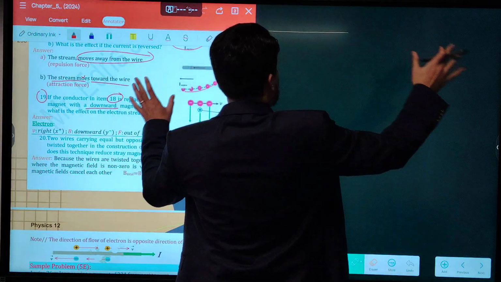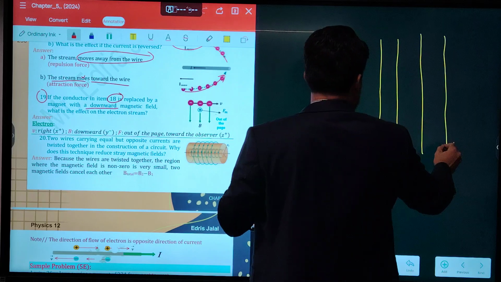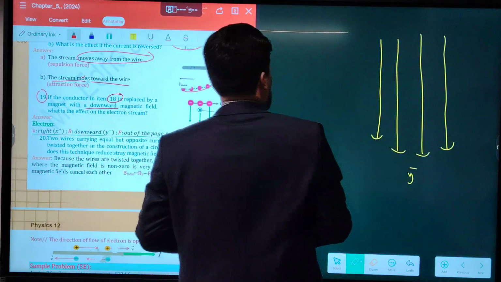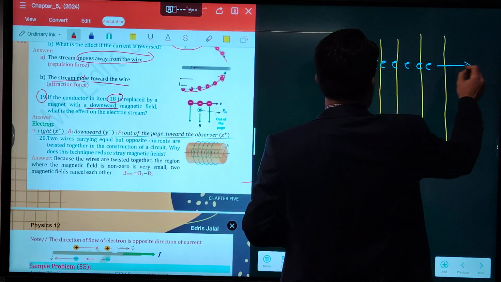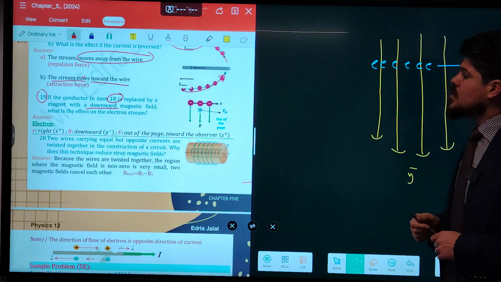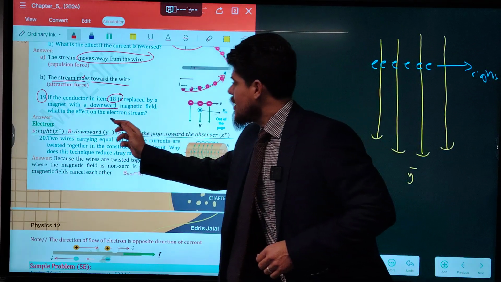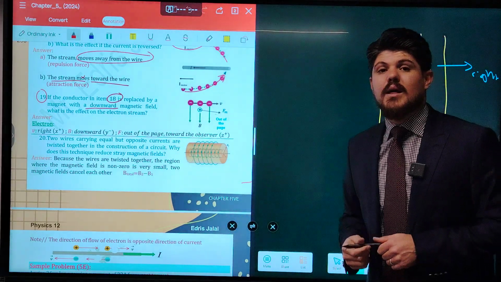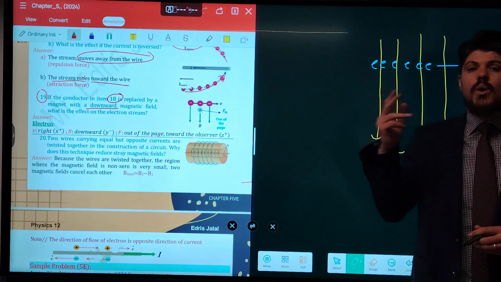So the conductor is replaced by a magnetic field. The magnetic field is directed downward. Downward here is Y negative because we have right in the question. And the stream of electrons is still directed to the right. So what will be the direction of the magnetic force? What is the effect on the electron stream and the force on the electron? The electrons move toward the observer.